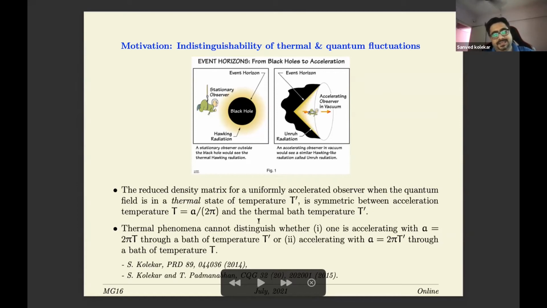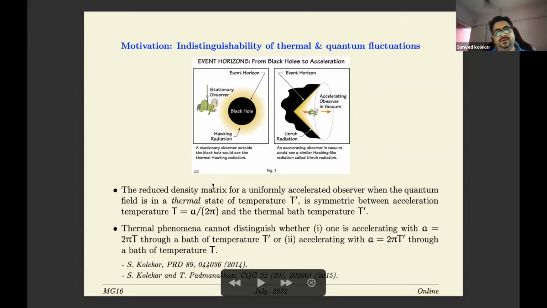Okay, so it basically tells you that just looking at the reduced density matrix, there is no way to distinguish whether one is accelerating with acceleration equal to that acceleration temperature T through a bath of T prime, or the other way around. So you could have started with the thermal bath at this particular temperature T, and you could have accelerated with an acceleration related to T prime. So there is perfect symmetry. This is because of the reduced density matrix.